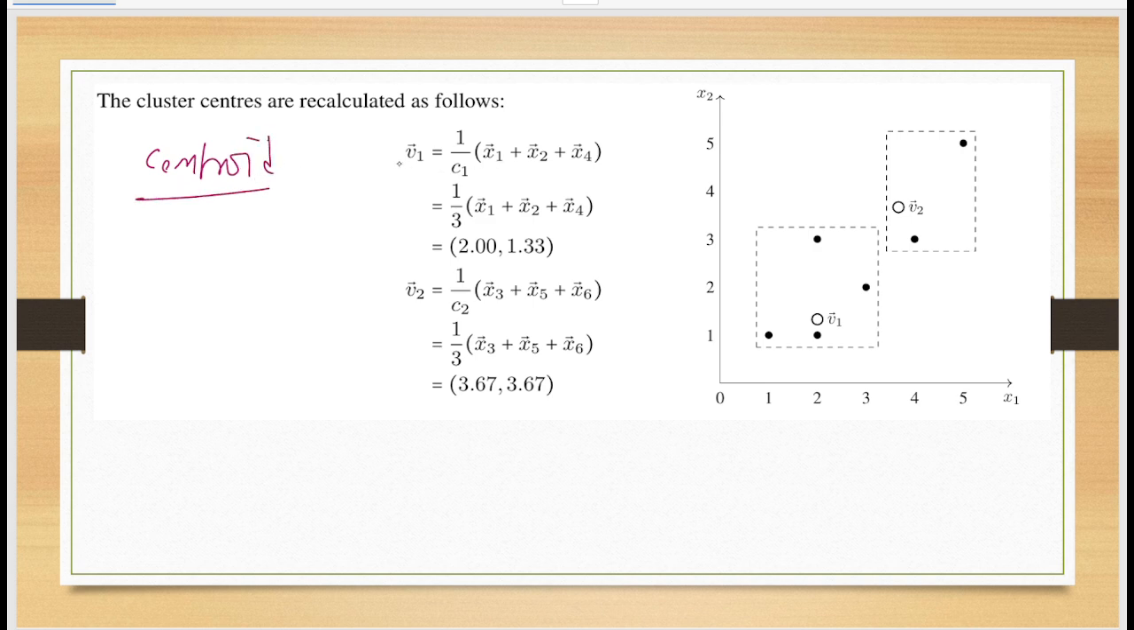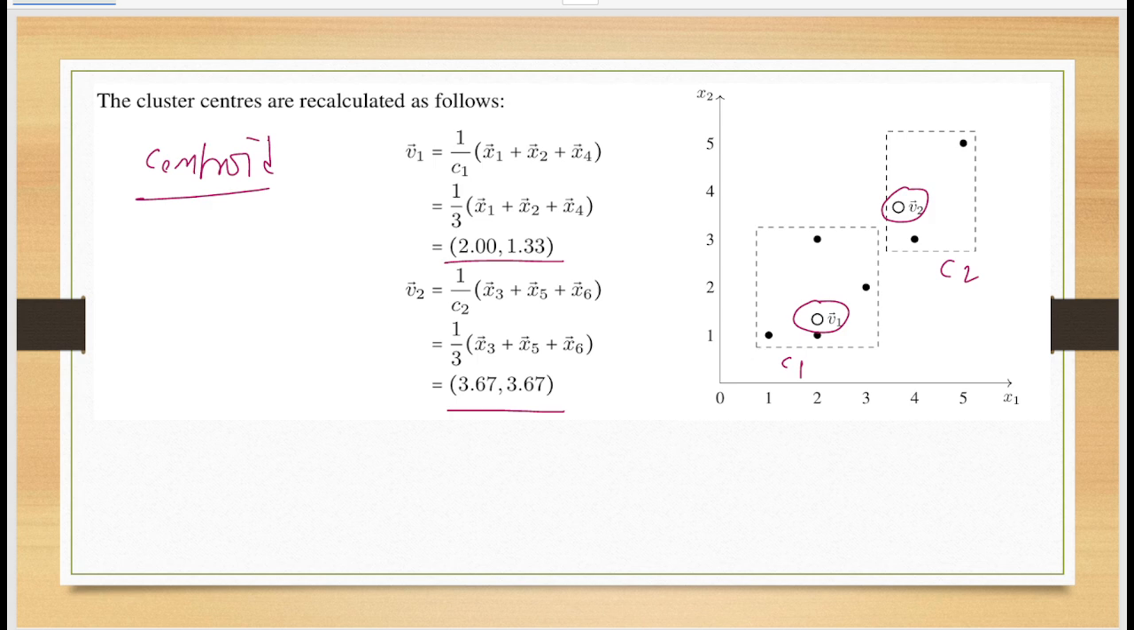So the updated centroid value of B1 is 2.00 comma 1.33. You can see the updated value here for the C1 cluster, and similarly we'll get the updated value of B2 for the C2 cluster: 3.67 and 3.67.